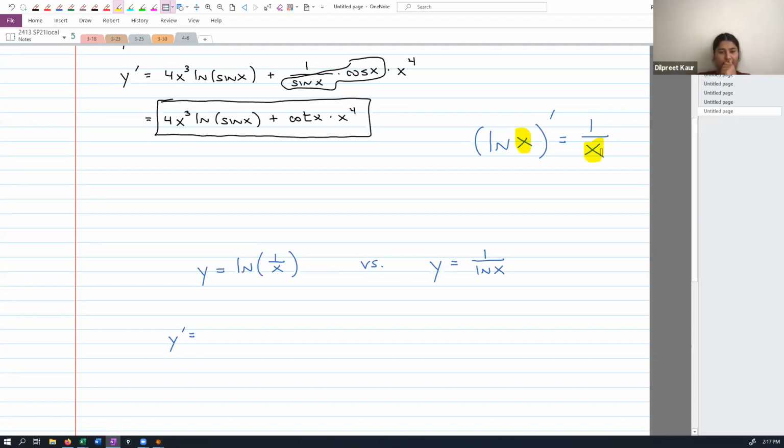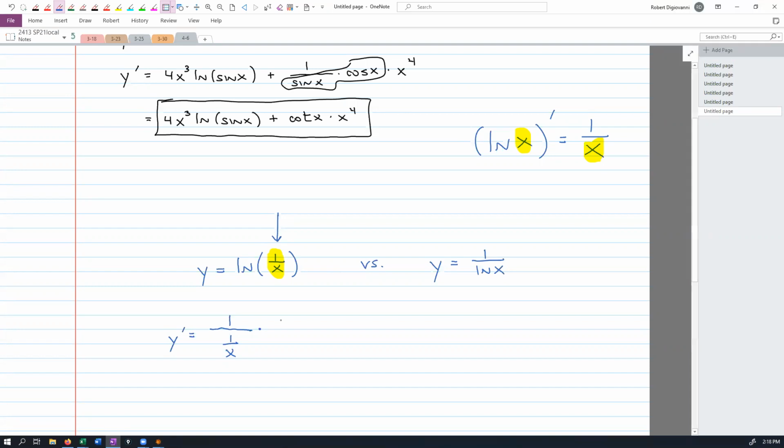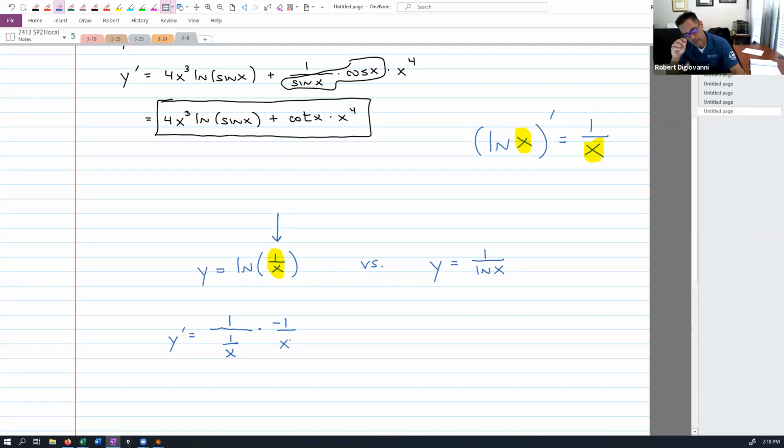Got it. Thank you. So since you brought it up, what would this be? The derivative of natural log of this yellow blob would be 1 over what? 1 over x. Now chain rule times, now you have to take the derivative of what's in here. Can somebody tell me what the derivative of that is? I think it'd be negative 1 over x squared. Negative 1 over x squared.